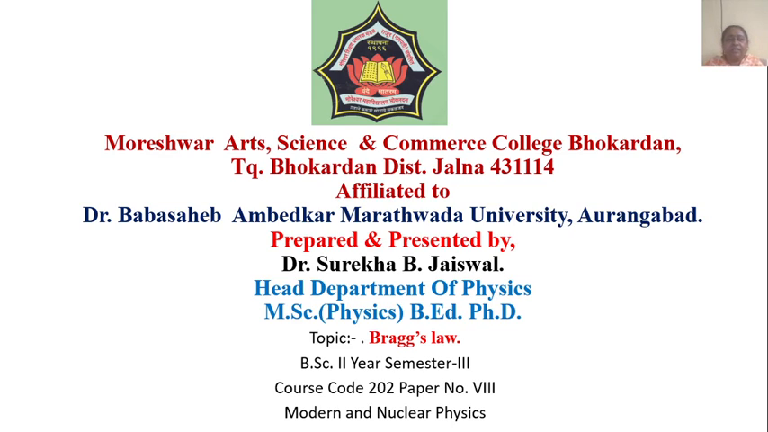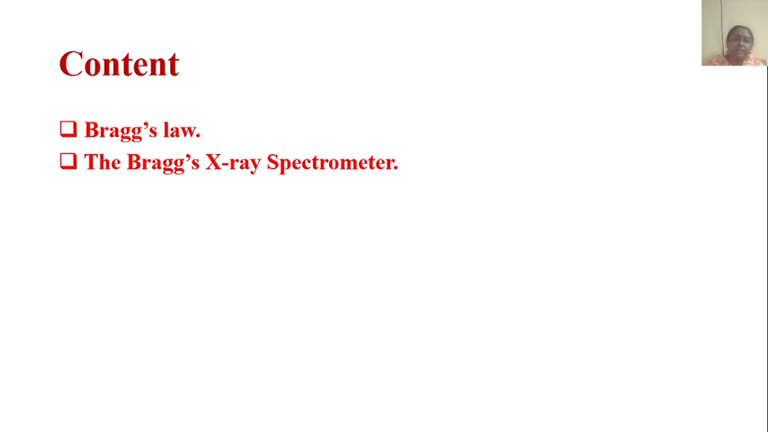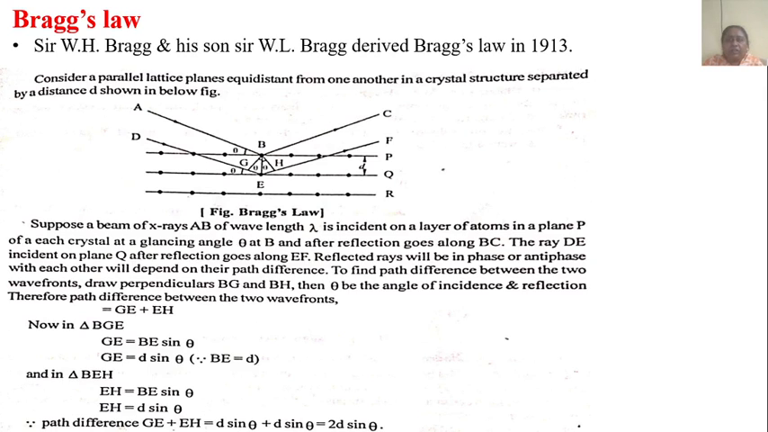Today we will see Bragg's law in course code number 202, paper number 8, Modern and Nuclear Physics. Today's topic contents are Bragg's law and the Bragg X-ray spectrometer. The wavelength of X-rays is very small. Hence, an ordinary diffraction grating cannot be used to measure it.